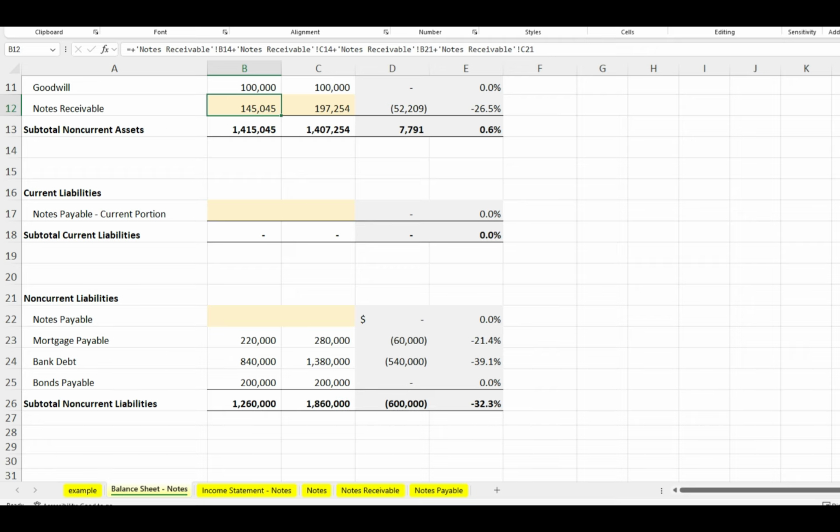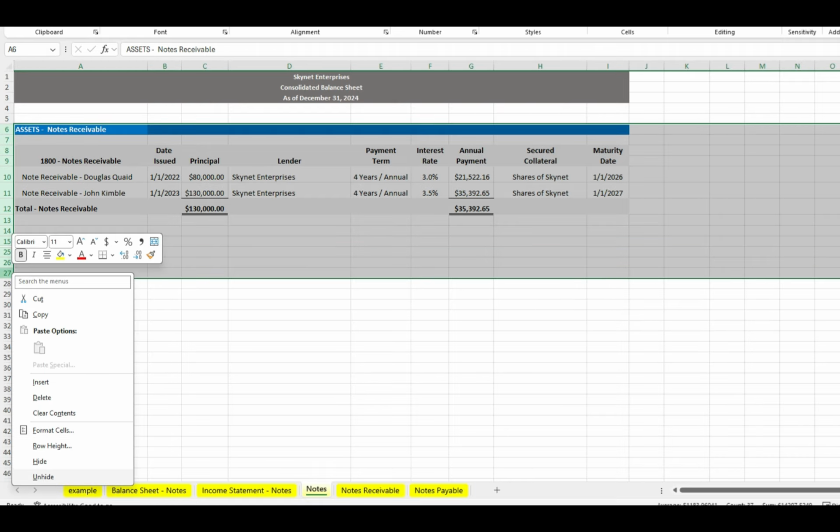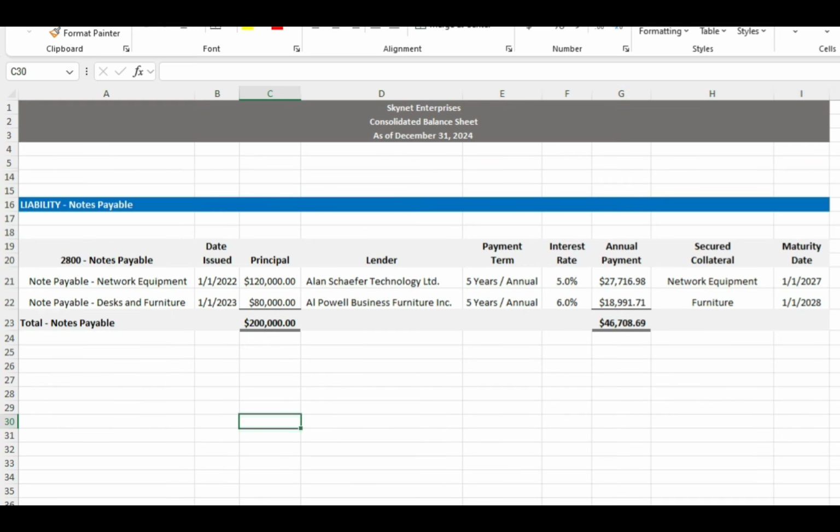So let's look at a couple examples. Let's get rid of our assets. Bring in our liabilities. So our two notes in this situation are two notes payable, GL account 2800. We've taken out a note to buy network equipment from Allen Schaefer Technology Limited. It's a 5-year promissory note for $120,000. It was issued 1/1/2022. I'm going out of sequence here. At a 5% interest rate.